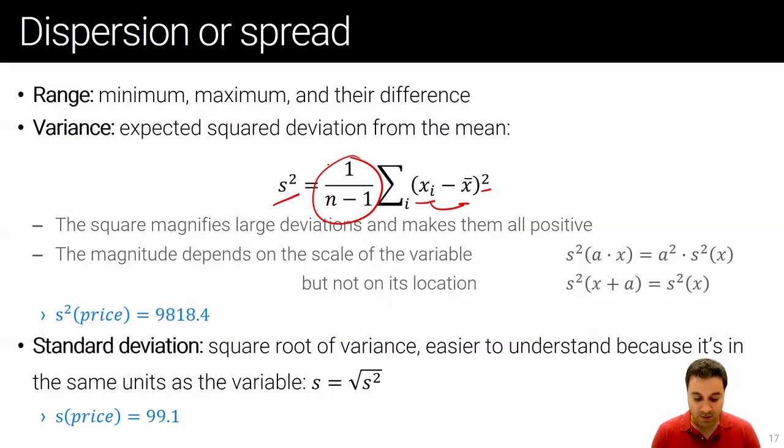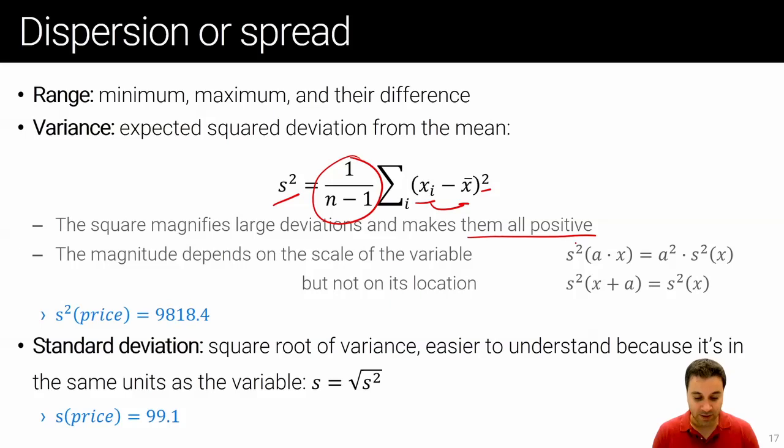And so this square magnifies large deviations. So again, it's kind of sensitive to outliers. If we have a very, very large deviation in one observation, that deviation, because it's squared, is going to make that difference very large. And so it's going to tell us that there is a very large variance. And most importantly, it's going to make all of the deviations positive. So in the end, we have a total amount of variation.